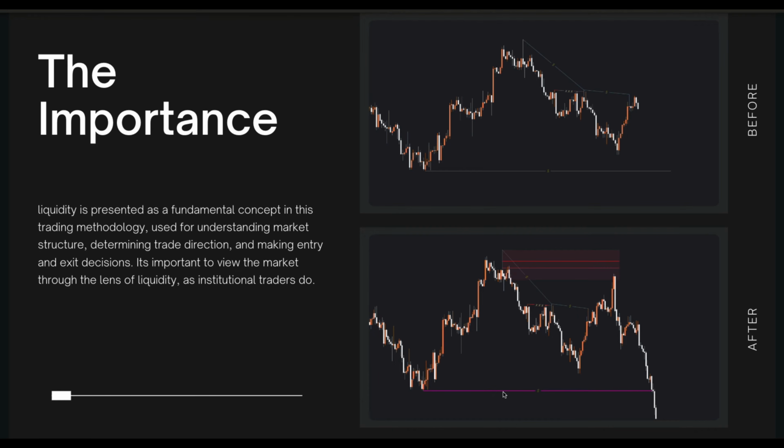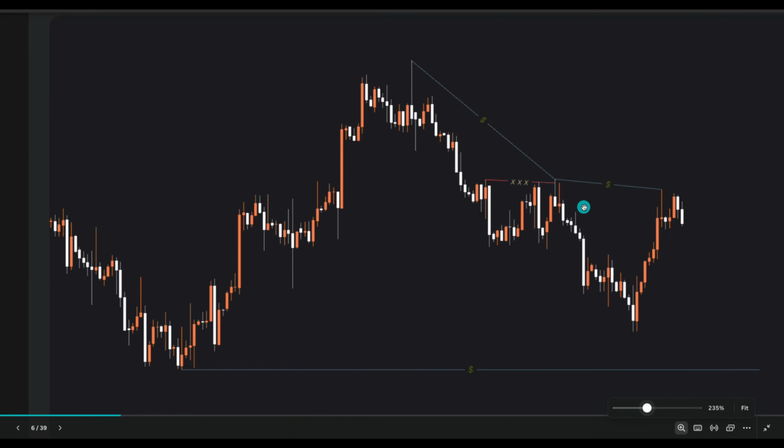It's important to view the market through the lens of liquidity, as institutional traders do. Here you can see in this example how you have liquidity being formed going down as a trend line, and then you also have somewhat equal highs, and then here you actually see liquidity get swept. And as a matter of fact, I'll make it easier for you. I'll zoom in a little bit more, right? See that set of liquidity here ended up getting swept.